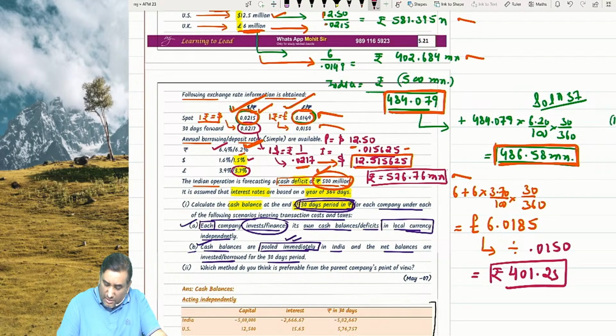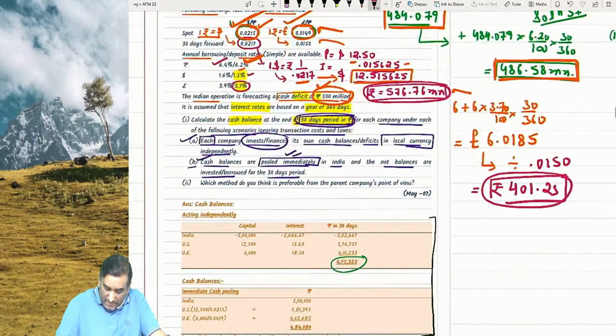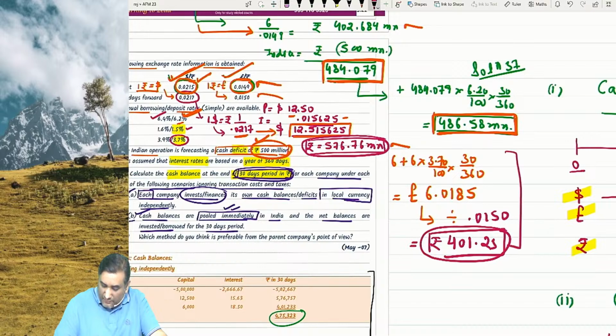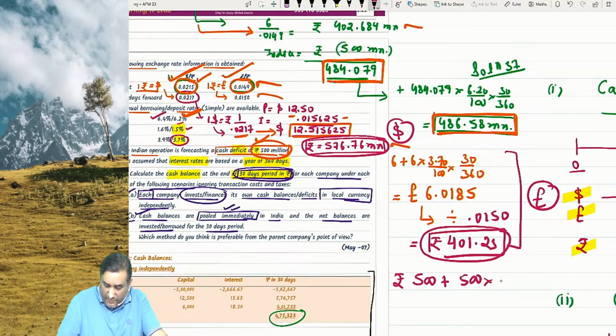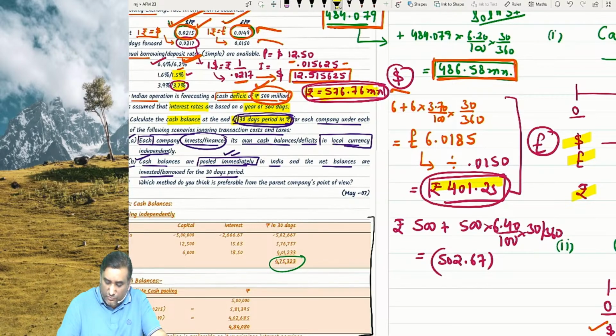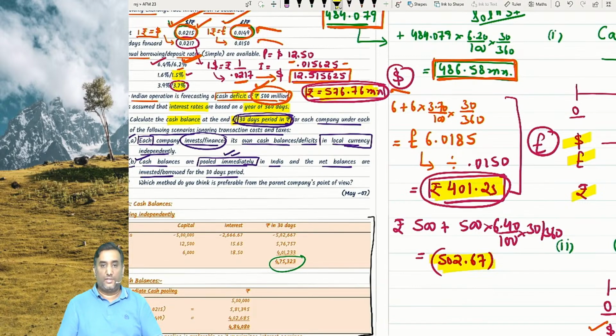Basically, if the dollar stays in dollar, this will become 576.76. If the pound stays in pound, after 30 days it will become this in rupee. And I think the rupee borrowing you would already have. That's basically after 30 days. Pound equal to rupee, and this was dollar equal to rupee. The rupee loan was how much? 500, right? So the rupee outflow, the deficit, is 500 plus 500 into interest for 30 over 360. It's a very general question, with no link to any kind of concept. How much do we get? 502.67. That's the deficit. So now you can add up 576 plus 401.23 plus 502.67.